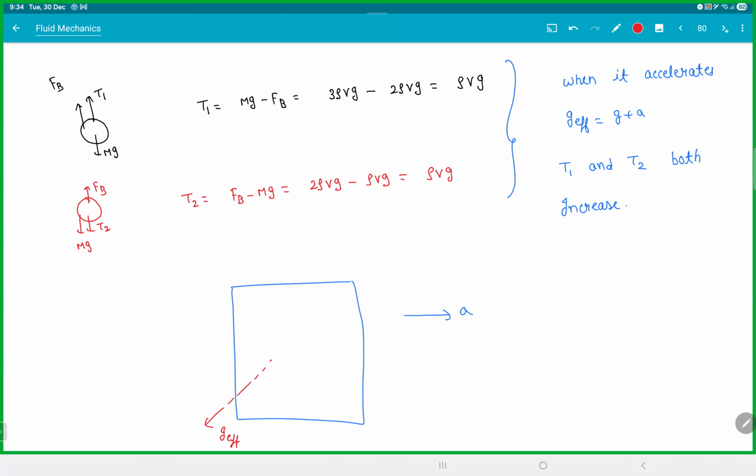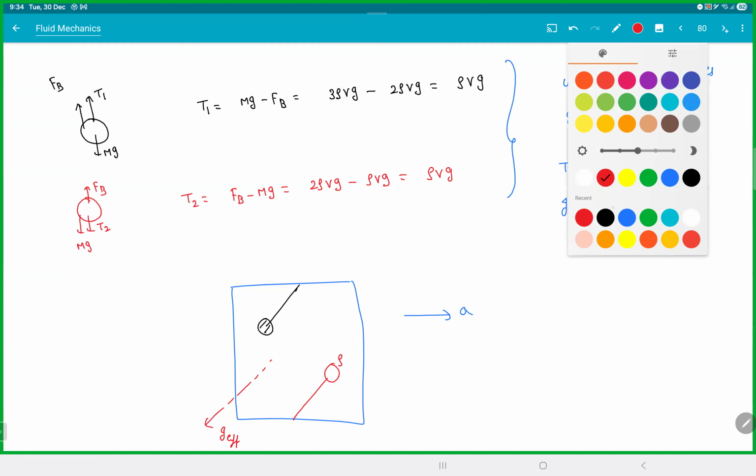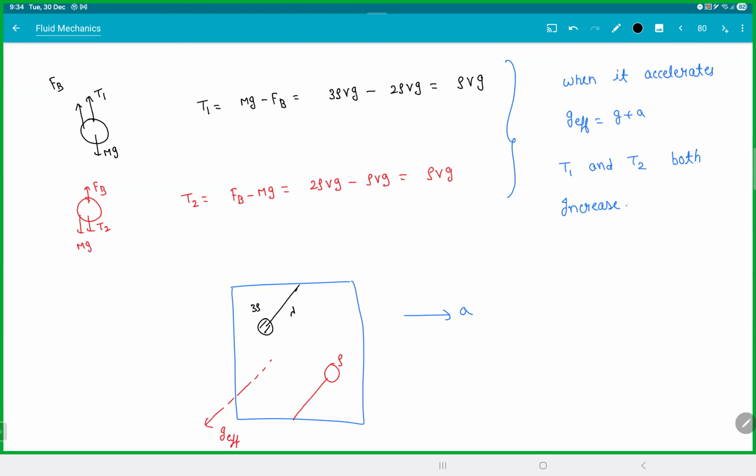The simple thing: denser objects will sink, lighter objects will float. So this is your denser object, and this is your lighter object. So rho will be like this and 3 rho will be like this. So denser objects point down basically, and what is down? G effective. Lighter objects point up. What is up? Opposite to G effective.